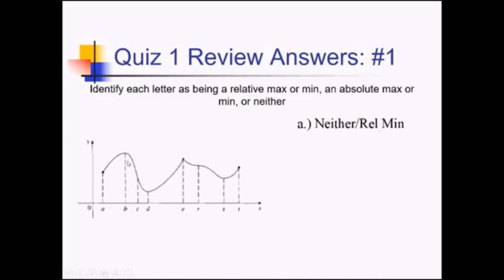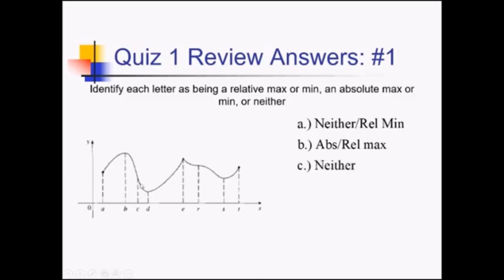Now option letter B, you could say that this is a relative max because it is the highest point in its area. It is also the absolute max. It's the highest point for the whole graph. This is the only place that you could say is the absolute max. For C, this is none of the above. It's not the highest or lowest point in its area or for the whole graph, so that's neither.